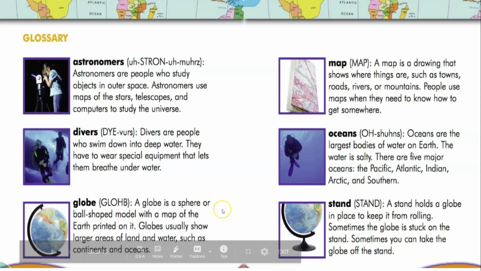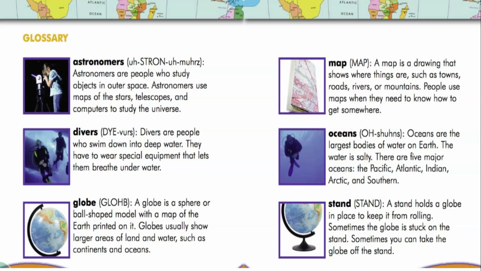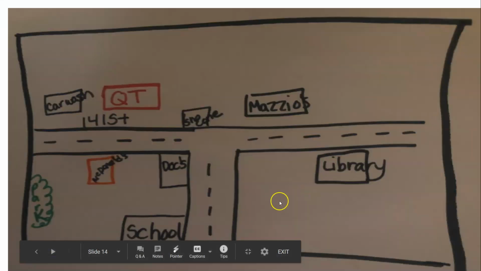A globe, remember, is a sphere. That means it's round or ball shaped with a map of the Earth printed on it. Globes usually show large areas of land, which we said are called continents, very good, and water, which are called oceans. A map is a drawing that shows where things are.